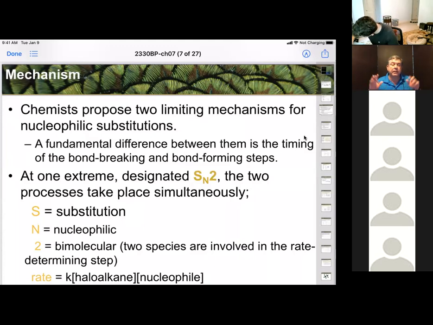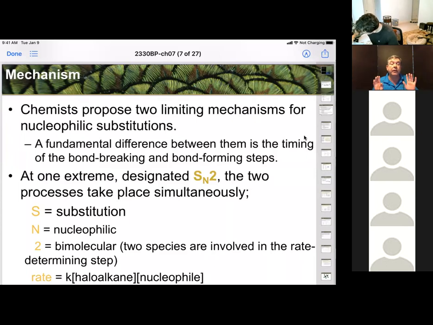The first, and it could be kind of some of both in there, but the two extreme cases are the one where two molecules have to meet somewhere to make our transition state happen and then go on to products, and both of the molecules have to be there. So we call that a bimolecular reaction, meaning both of the molecules, the nucleophile and the electrophile, have to be in the same place at the same time to make the reaction happen. Okay. So we call that SN2, substitution nucleophilic bimolecular. Okay.